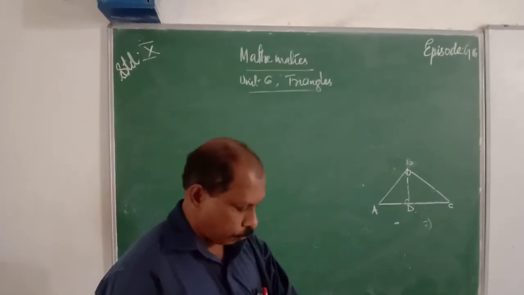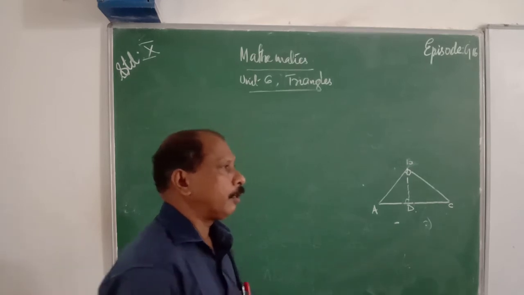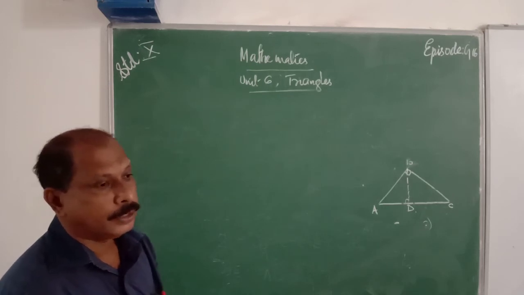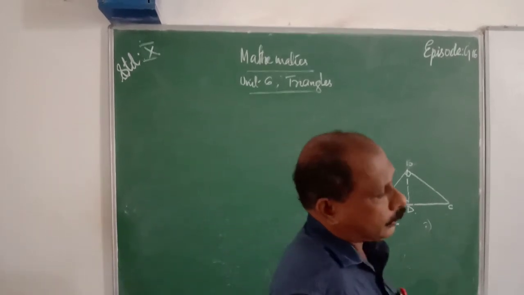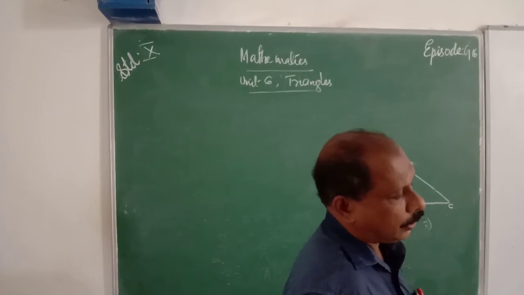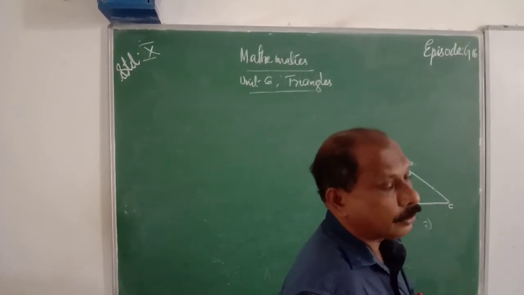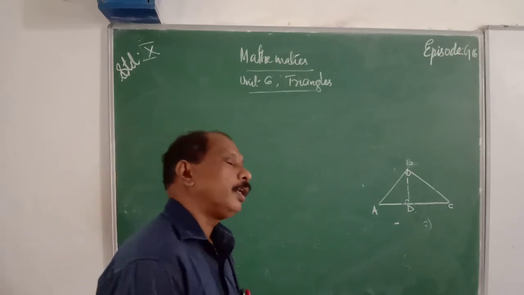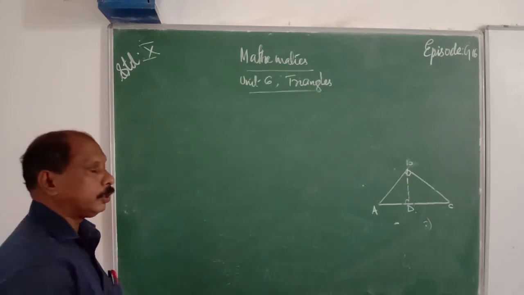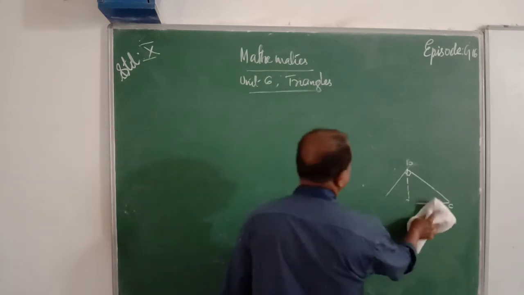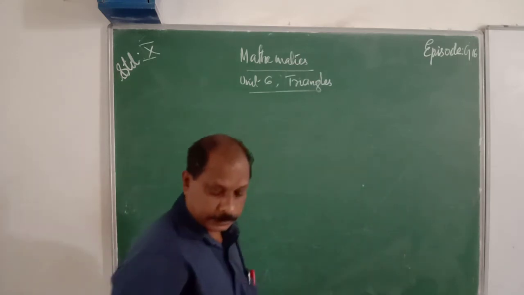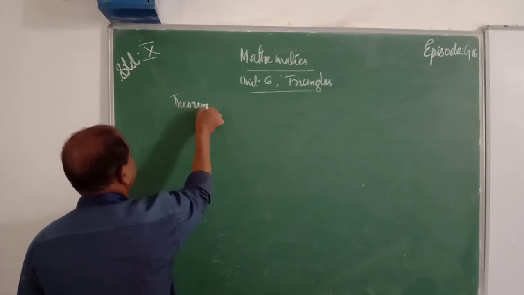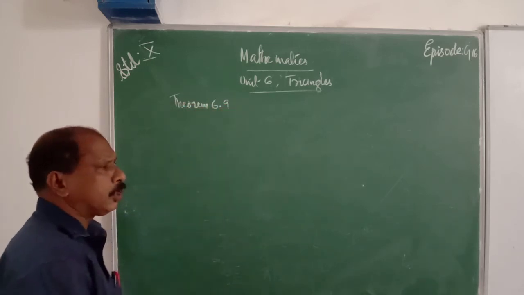Adding equations 1 and 2, we get AB square plus BC square is equal to AC into AD plus AC into CD. Taking AC as common, that is equal to AC into (AD plus DC). AD plus DC is AC, so that is equal to AC into AC, which is AC square. That means we have proved that AB square plus BC square is equal to AC square. That is the Pythagoras theorem. Then theorem number 6.9, that is the converse of the Pythagoras theorem.